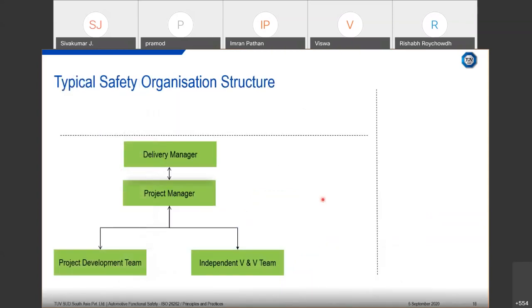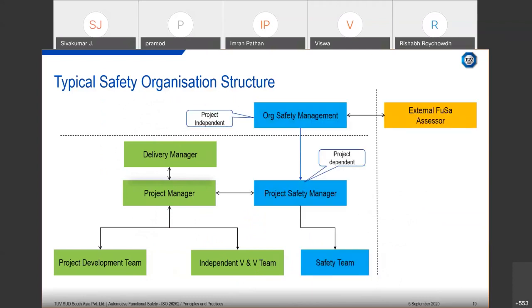So this shows how the project development team looks. There is a development team and then an independent verification and validation team. Those teams usually report to the project manager and then the delivery manager and so on. This is just a typical way the organization structure may look. In addition to that, there is a safety team performing the safety analysis and so on, closely interacting with the project development as well. And then they report to the project safety manager, who is the project-specific safety manager interacting with the project manager and keeping him updated. He also reports to the organizational level safety management. It may be at different levels, the BU level and then the organization level and so on.